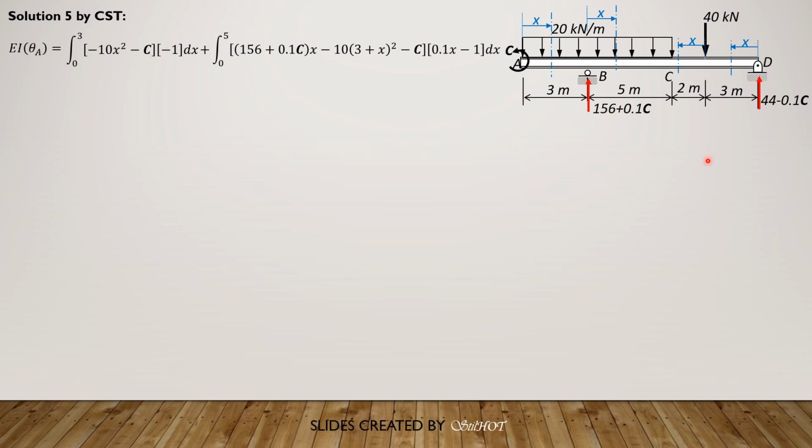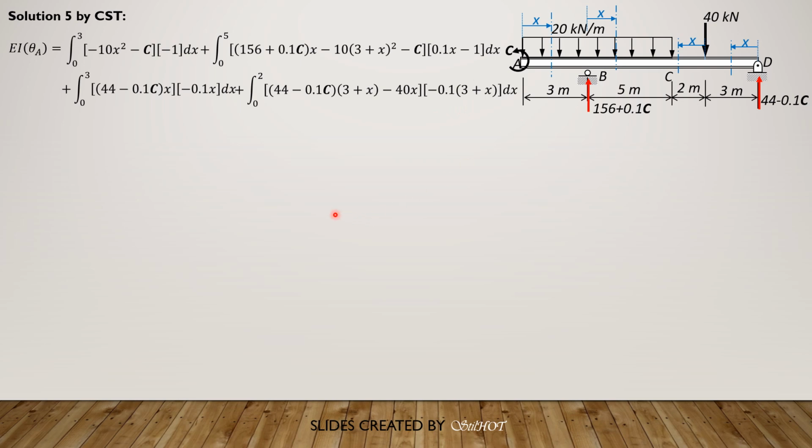For the third section, it is integral of quantity 44 minus 0.1C times x. The partial derivative is negative 0.1 of x dx, from 0 to 3. Then plus integral of quantity 44 minus 0.1 of C, quantity 3 plus x, minus 40x. Then the derivative is negative 0.1 of 3 plus x dx.